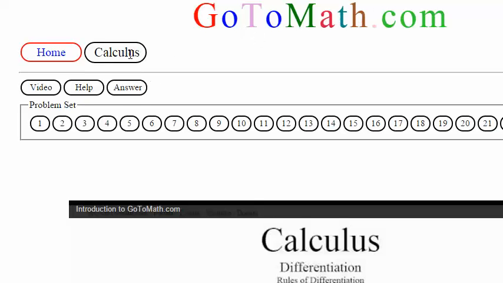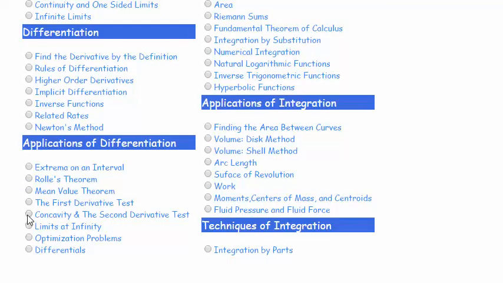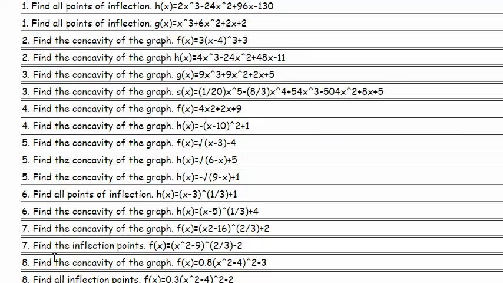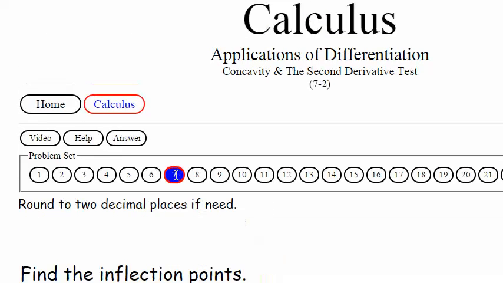Okay, we're here. Go to math.com. Let's go down to concavity. We're doing, whoa, what is that? Find the concavity of the graph. 7.1, it looks like.